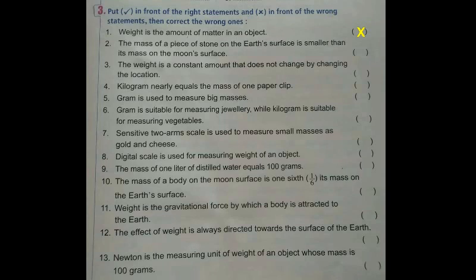Number 2. The mass of a piece of stone on the Earth's surface is smaller than its mass on the moon's surface. Does the mass change? No, it doesn't change. So the answer is wrong, and we say that the mass of a piece of stone on the Earth's surface is equal to its mass on the moon's surface.